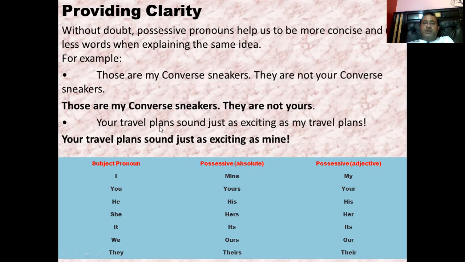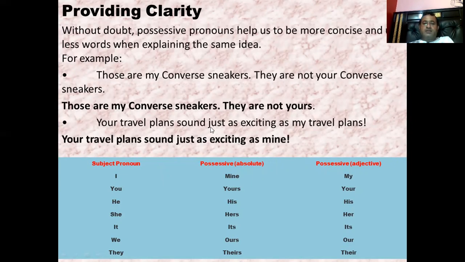Another example, your travel plans sound just as exciting as my travel plans. So in both, you are also planning some travel. You are also doing some planning, I am also doing some planning. So in spite of using the word planning two times, we can use the possessive. Your travel plans sound just as exciting as mine. As mine means I am also making some traveling plan. So your traveling plans sound just as exciting as mine.